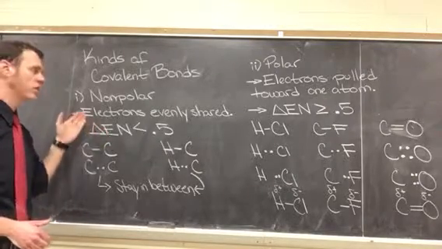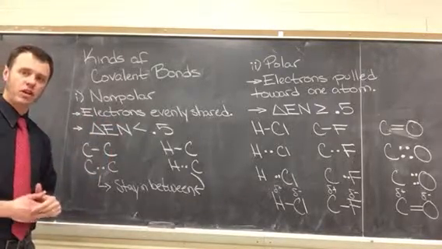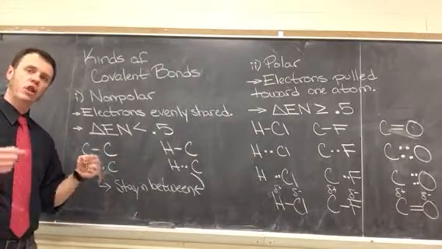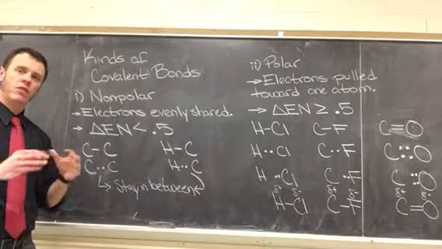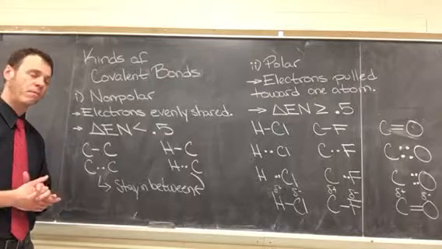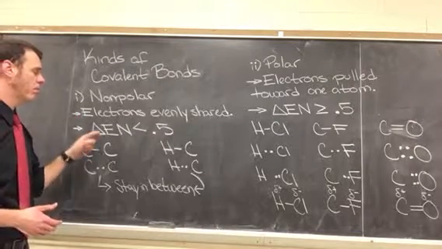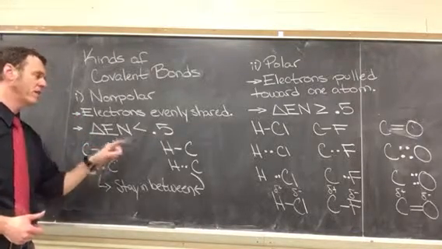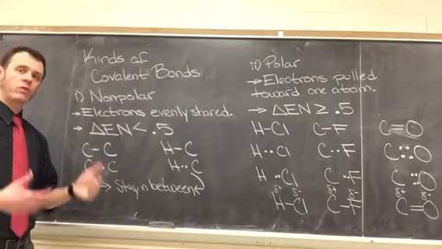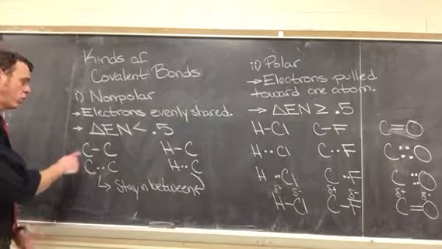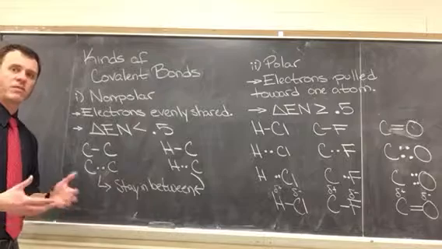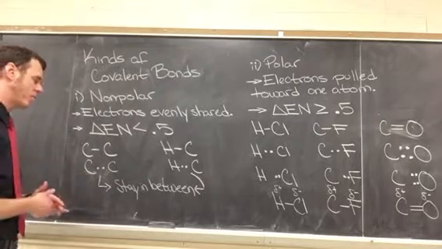In these situations, electrons are evenly shared. So when we talk about a carbon-carbon bond, each carbon puts in a single electron, and those two electrons are evenly distributed between both carbons. They're right in the middle. You get these nonpolar bonds when your difference in electronegativity is less than 0.5, all right? So if we do our subtraction here, carbon's 2.5, carbon's 2.5, the difference is 0. So this is a nonpolar bond.